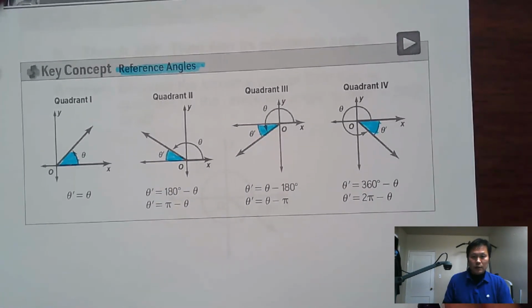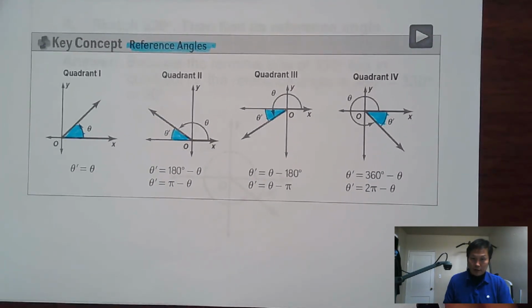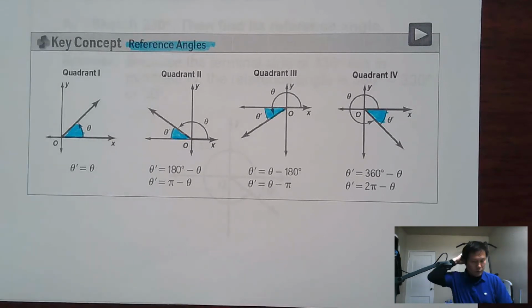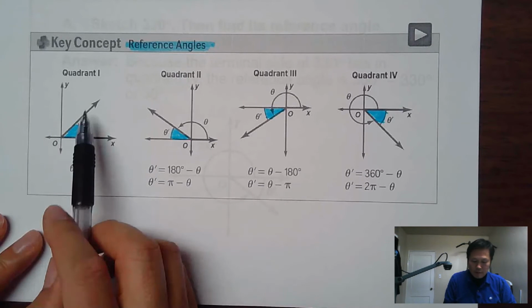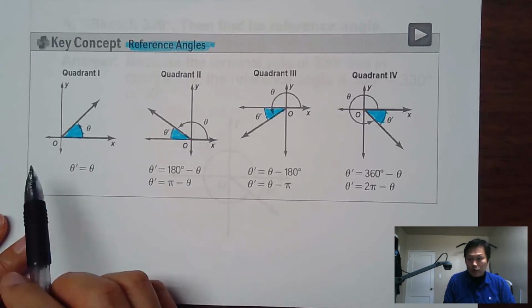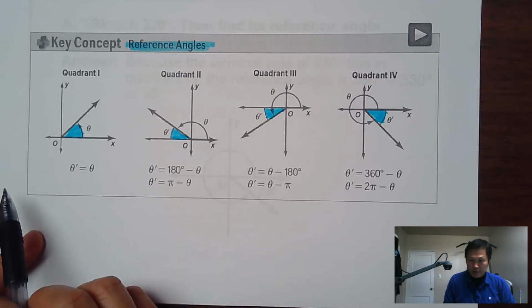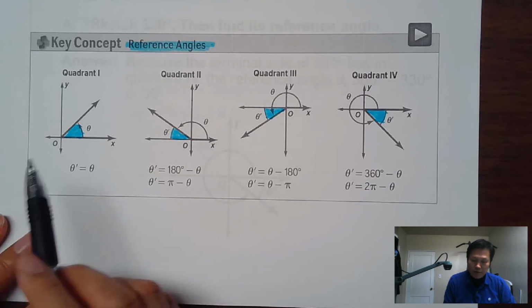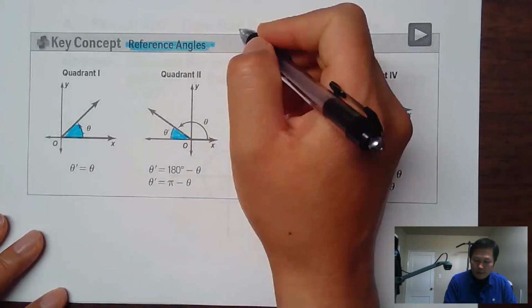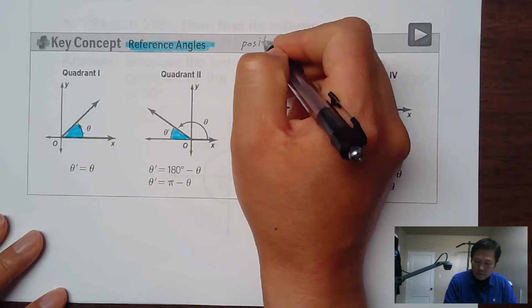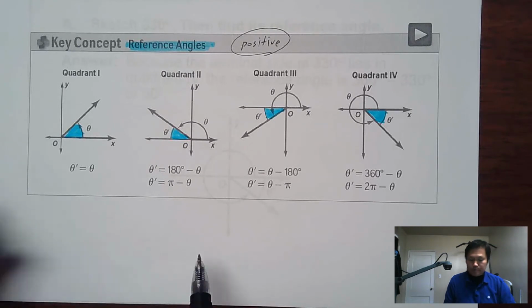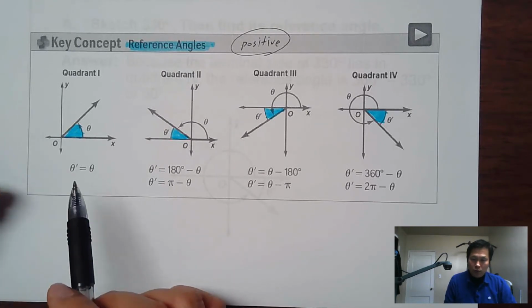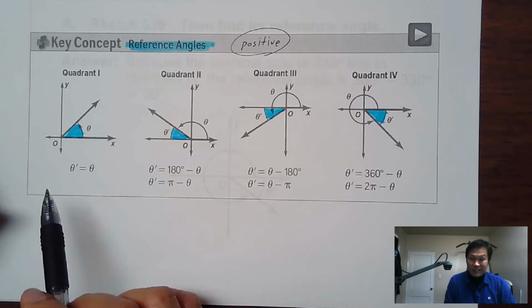Next topic you need to understand is reference angles. Depending on which quadrant you end up with, the way you calculate reference angle could be different. But one thing you have to remember is reference angle is always positive. Reference angle can never be negative. Yeah, it's always positive. And you should know it's always a difference from the x-axis.